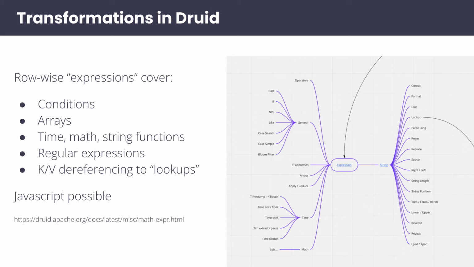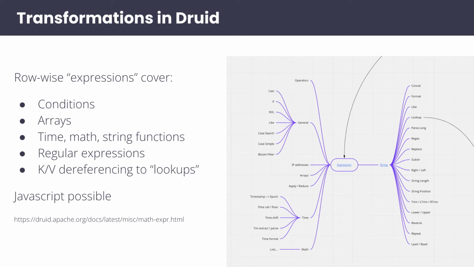At ingestion time in Druid, you can use the transform spec, it's called, to perform these row-wise calculations. I can have conditions, I can manipulate arrays, a series of time, math, and string functions. I can do things with regular expressions. I can do lookups to key value tables. I can even run some custom JavaScript if I want.